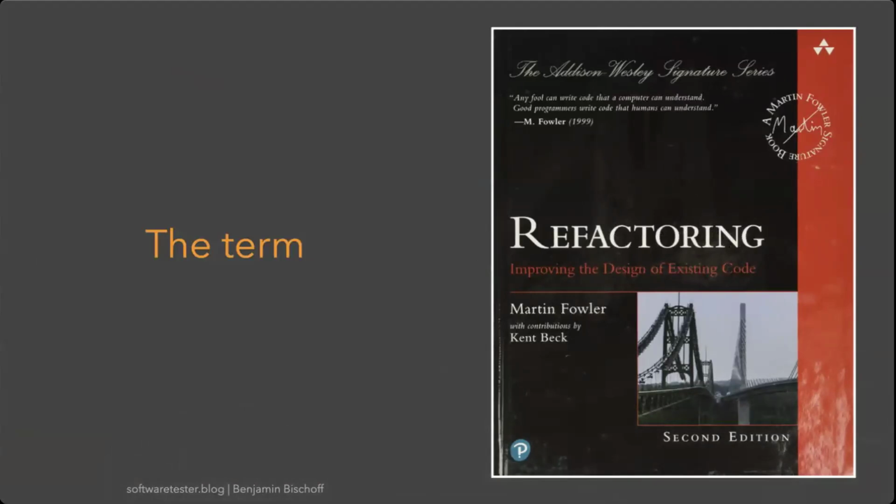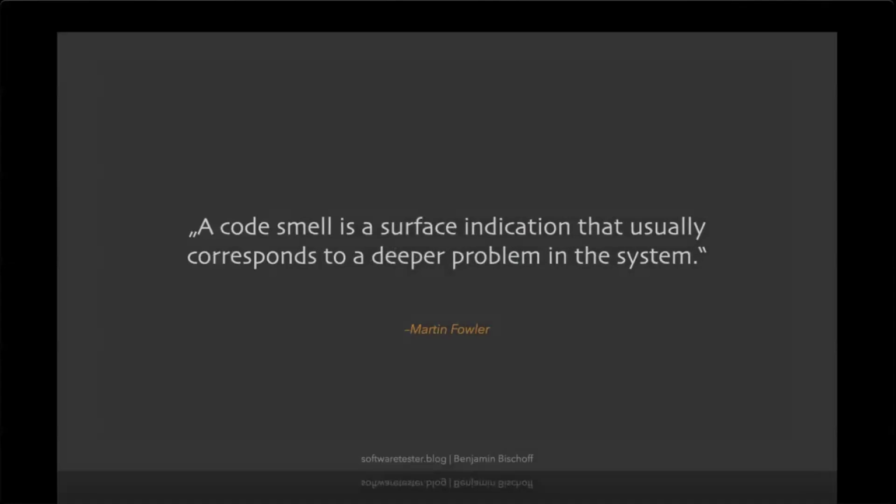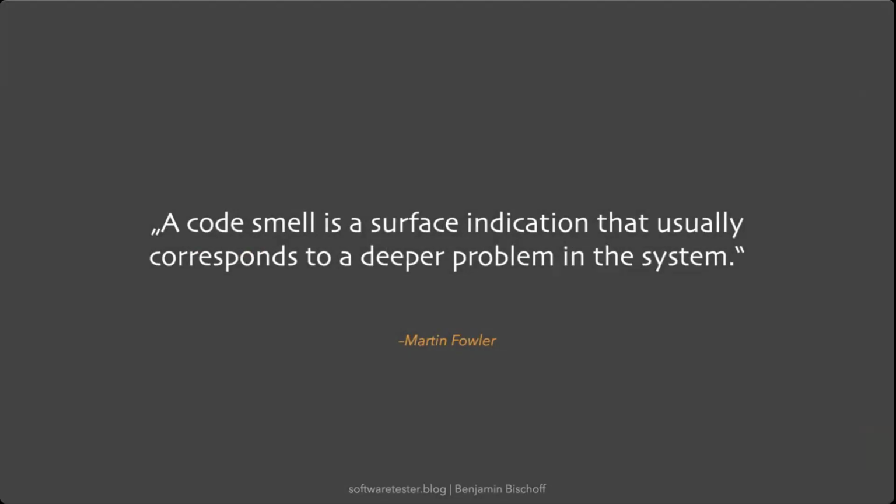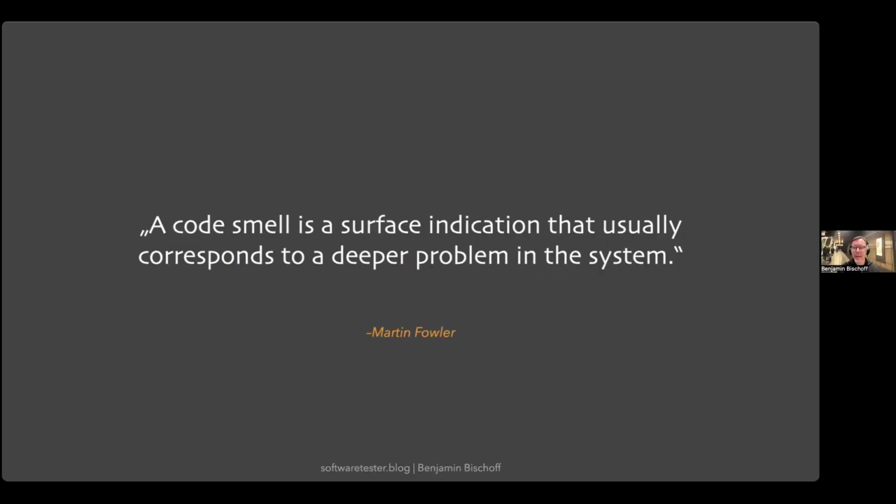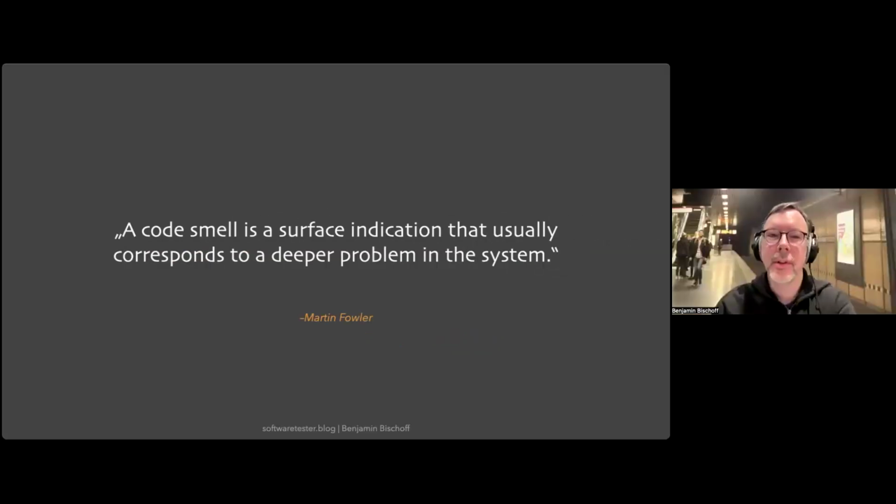But let's start now with the term code smells. It actually came from this book, Refactoring, by Martin Fowler and Kent Beck. This is the first time this term actually appeared, and they defined it as a surface indication that usually corresponds to a deeper problem in the system. And this is crucial. A code smell is not necessarily a problem, but it can show you that there might be a problem. That is key. There doesn't have to be a problem, there might be a problem.